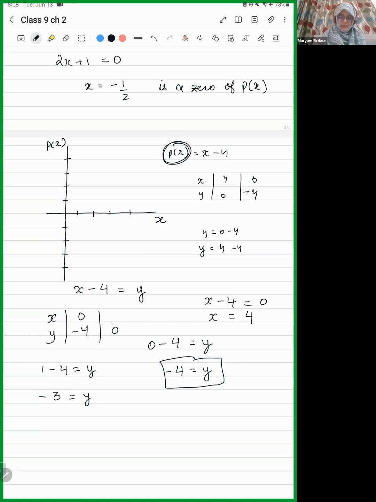So then we put these values. That means we put the value 0, comma minus 4. Y is minus 4 at this point. So 0, comma minus 4 is this. And 4, comma 0. That means when x is 4 and y is 0. So this is our second point. And then we join these two. This becomes our line x minus 4. Okay, clear?